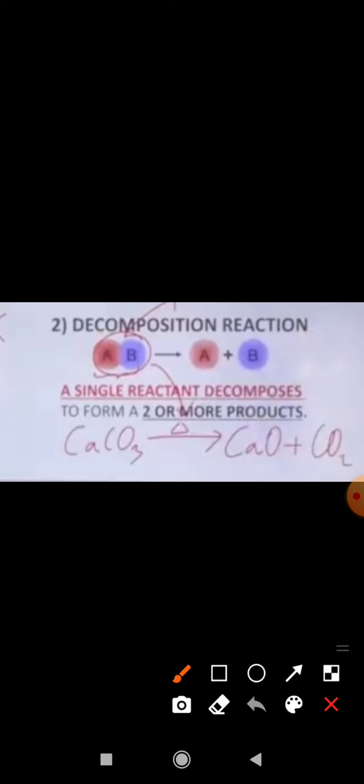Now the decomposition reaction. A decomposition reaction means a single reactant decomposes to form two or more products.